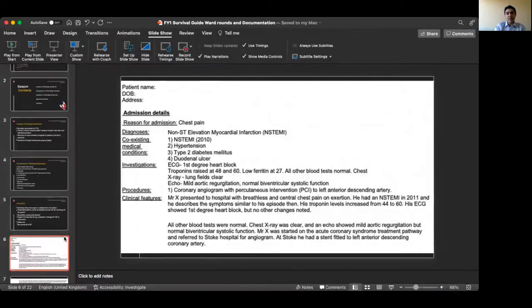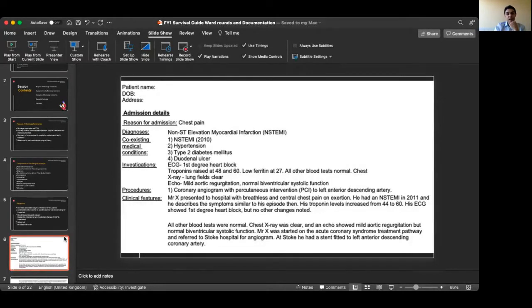So now we're going to run through an example of a discharge summary. The first example I've provided is a good example of a discharge summary. This is how you should aim to write your discharge summaries. And then we'll run through some not so good examples as well.